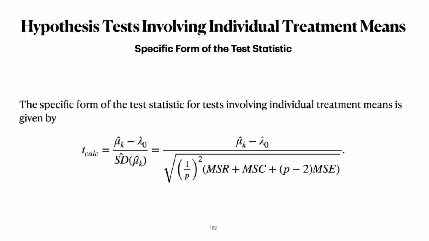The form of the test statistic in this situation is mu hat sub k minus lambda sub 0. And then the estimated standard error of mu hat sub k, this is what shows up in the denominator, would be the square root of the square of 1 over p times the mean square for rows plus the mean square for columns plus p minus 2 times the mean squared error.